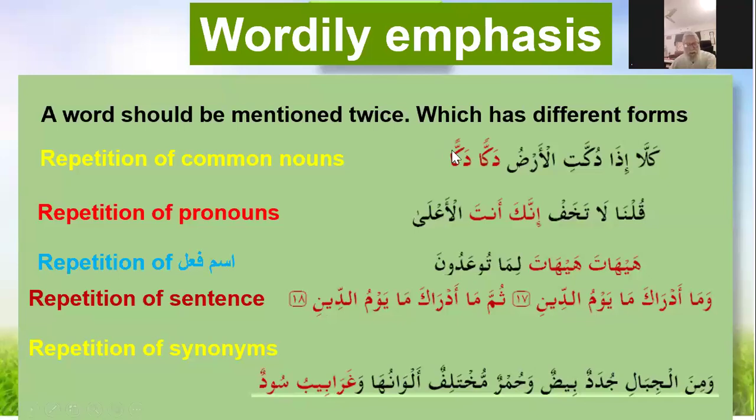It may be a common noun, dakkan dakka, because of having tanween. Or it may be a pronoun, just like innaka anta, ka and anta are the same pronoun. Or it may be an ism fa'il, just like haihata haihata. And it may be a complete sentence repetition, just like ma adraka, ma adraka. And it may be some synonymous word having the equivalent meaning of that word.